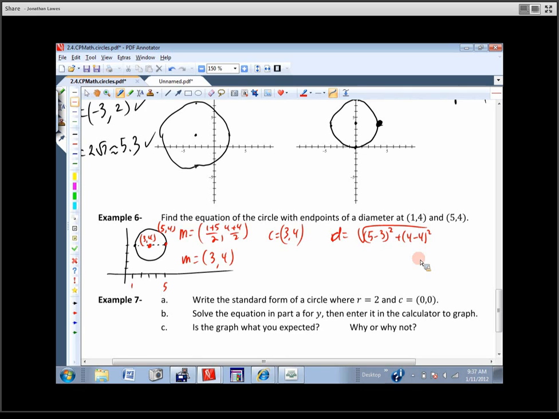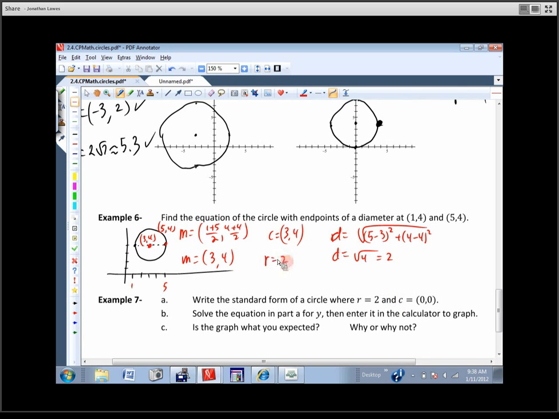Because it's on a straight horizontal line. I mean, don't we know that if it's 4 from here to here, it's got to be 2 from the center to the edge of the circle? Okay, but look, this is going to turn out to be 2. So this is going to be, let's see, that's 0. That's 2 squared, so that's 4. So the radius is 2.